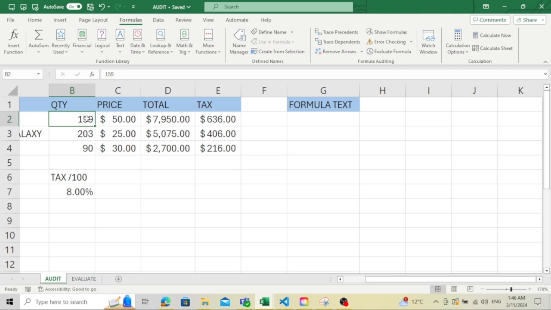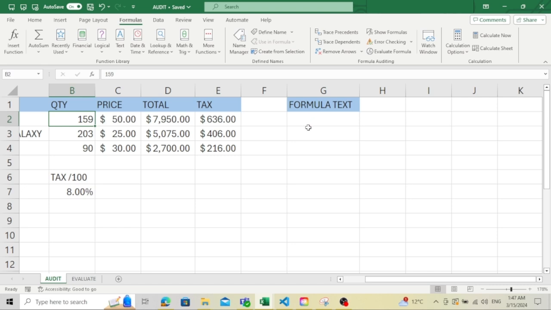So what if we want to find out the dependents? How many cells are dependent on this particular cell? We can click on the cell and go to trace dependents. And it tells us that this cell and that cell. So total is dependent on that. Trace dependents again, and it says tax is also dependent on that. That's it. So these two are dependent on that. That is how trace dependents works. Let's take off the arrows again.